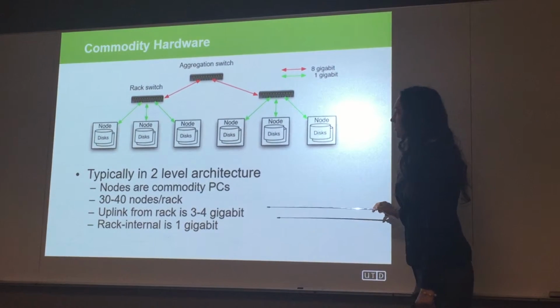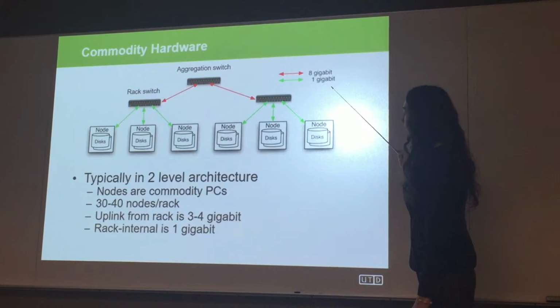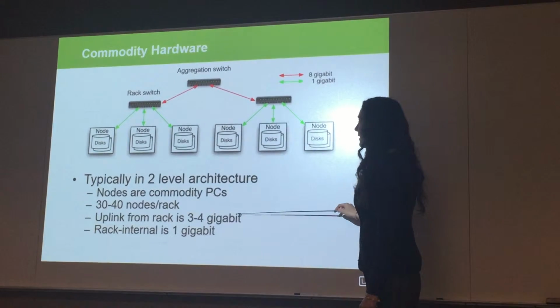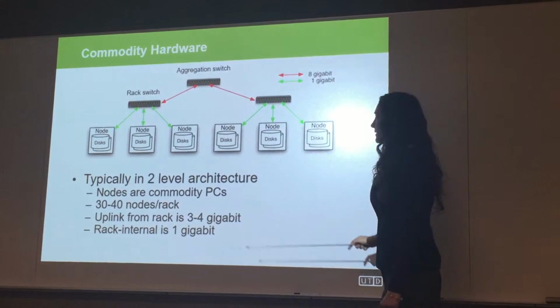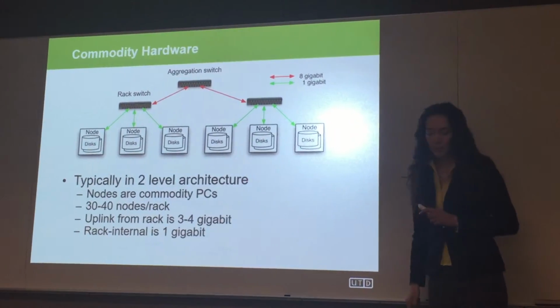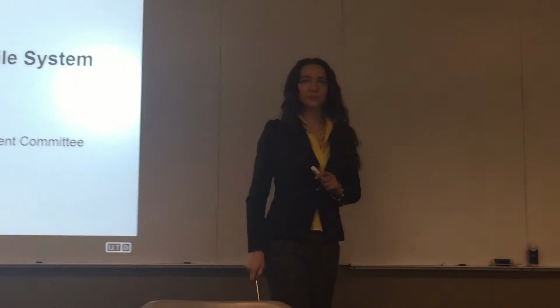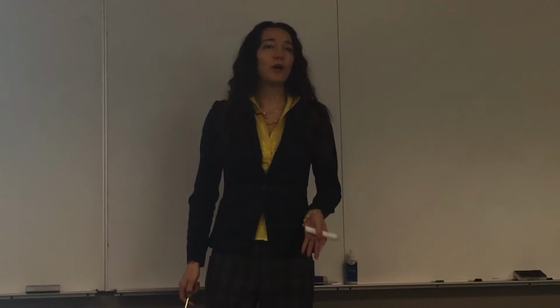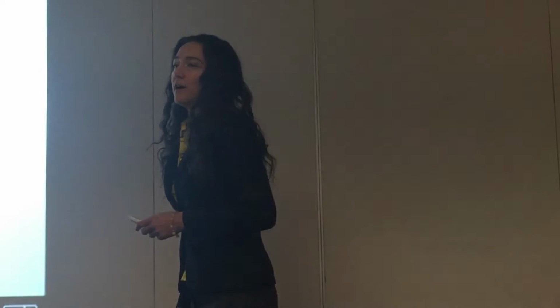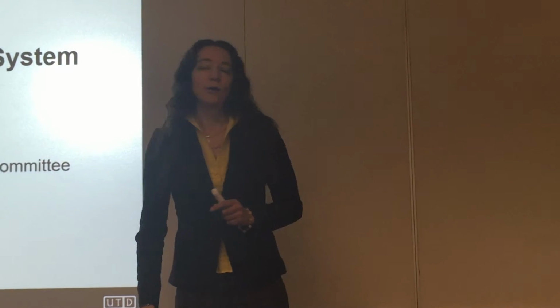And as we mentioned, the rack speed is 1 gigabit, and the uplink from the rack is 3 to 4 gigabits per second speed. So how are these machines connected? How can we store our data set on several machines and make it look to the user that they are sitting on a single machine?